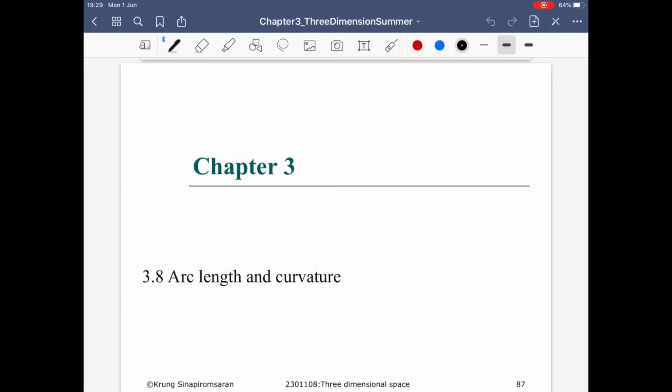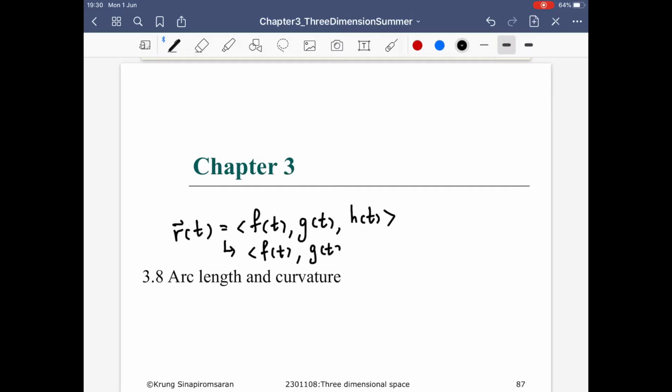And don't forget that right now we are talking about the vector function r(t), which consists of the components f(t), g(t), and h(t). Sometimes it may consist of only two components, f(t) and g(t), depending on how many dimensions you are talking about.